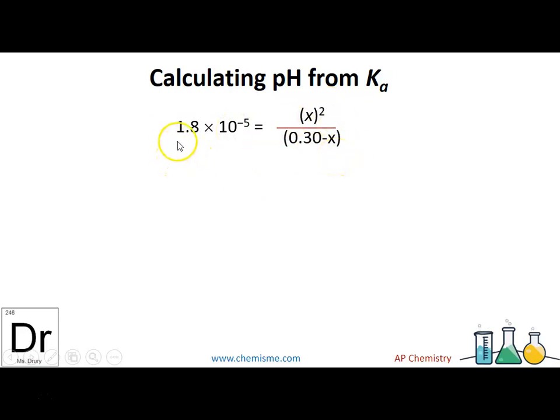If you solve this as is, you'll have to cross multiply and distribute the 1.8 times 10 to the minus 5 through this entire equation, and then solve for x squared, x, and the values, and then do a quadratic formula.